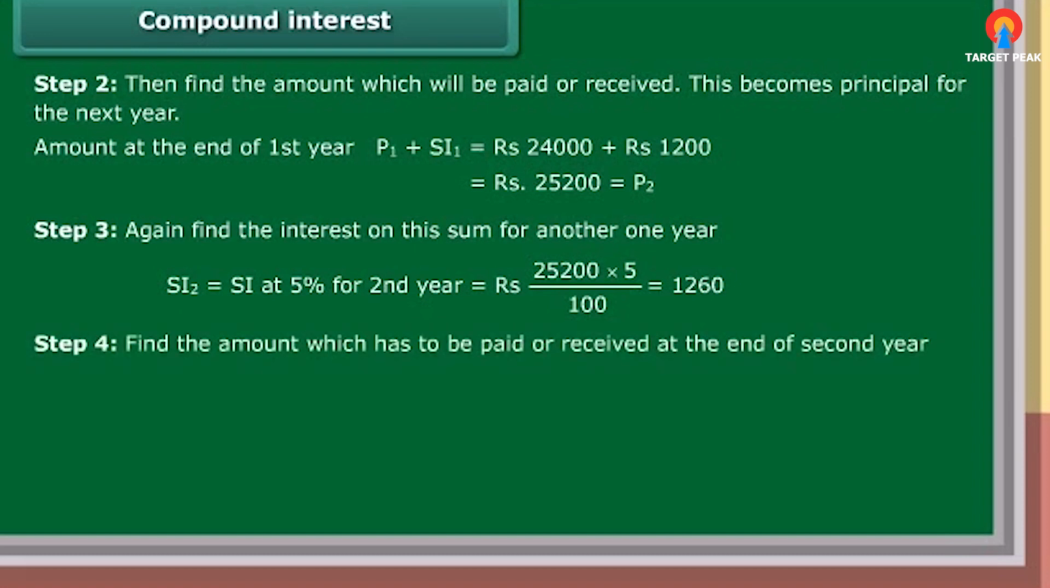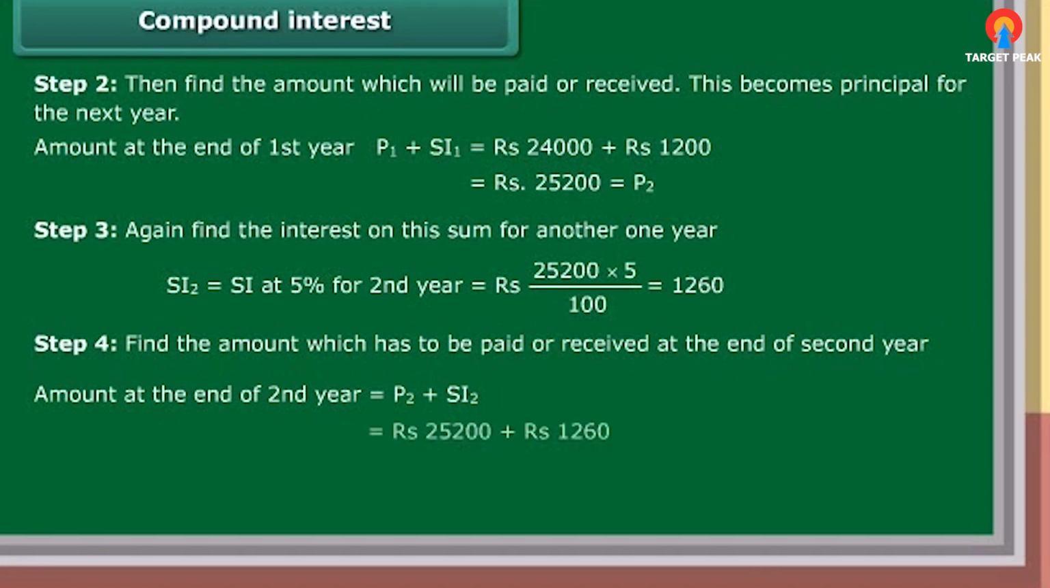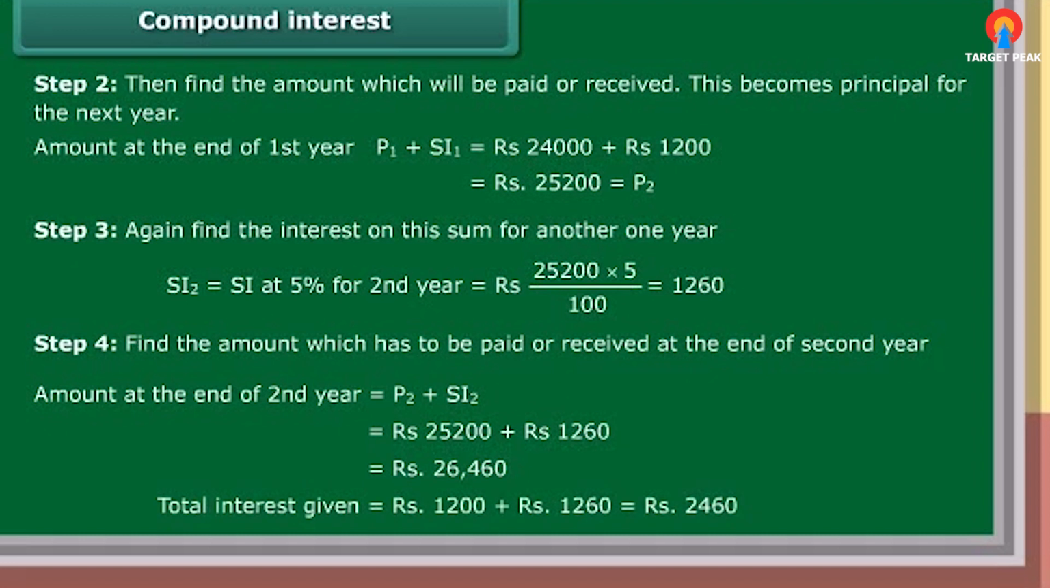Step 4. Find the amount which has to be paid or received at the end of the second year. Amount at the end of the second year = P2 + SI2 = rupees 25,200 + rupees 1,260 = rupees 26,460. Total interest given = rupees 1,200 + rupees 1,260 = rupees 2,460.